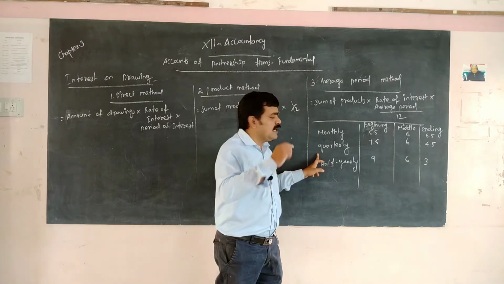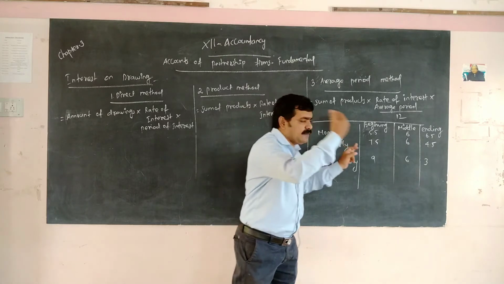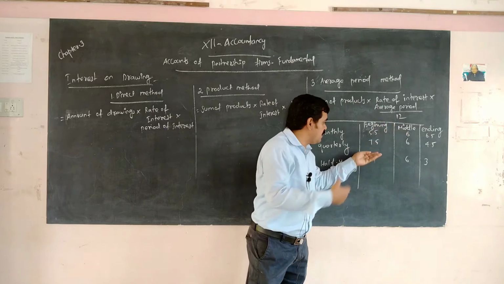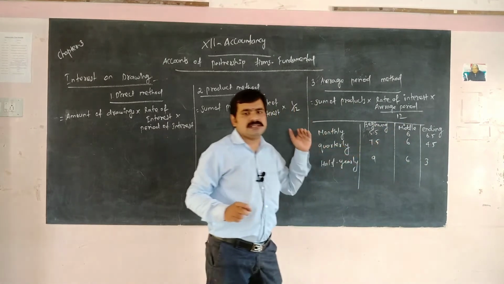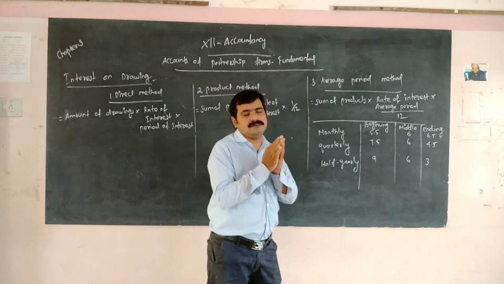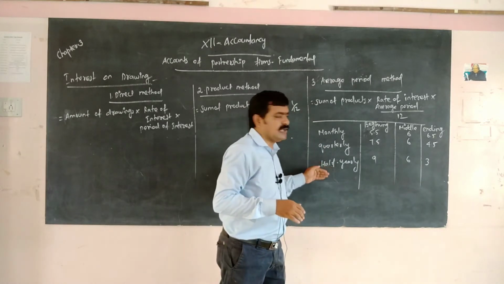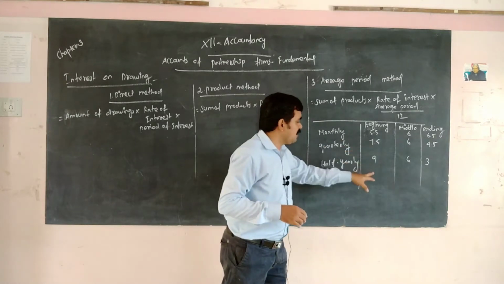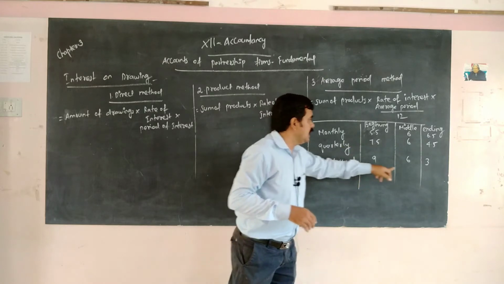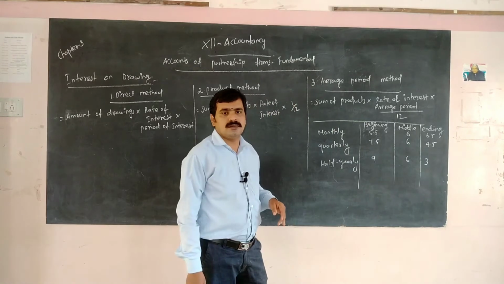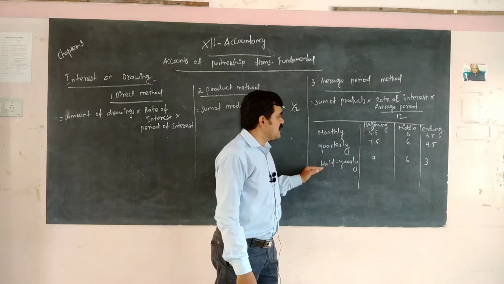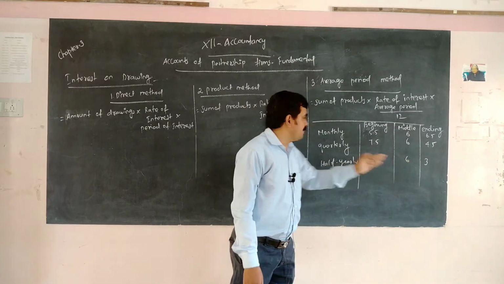Quarterly means if taken at the beginning, you have to take 7.5, then 6, then 4.5 at the end of the month. That is quarterly. Okay, next is half yearly. Beginning of the month is 9, then middle of the month 6, ending of the month 3. So half yearly means 9, 6, 3.